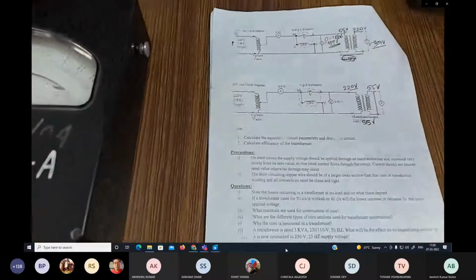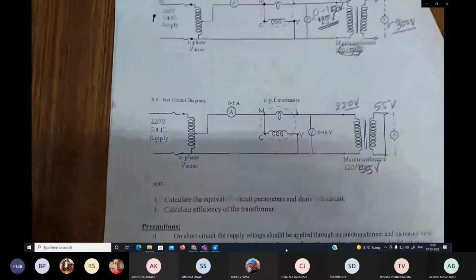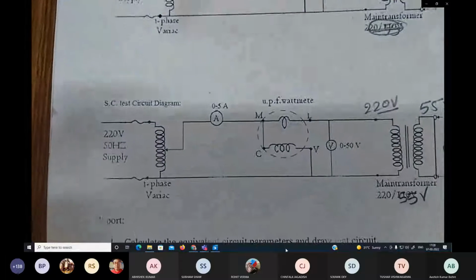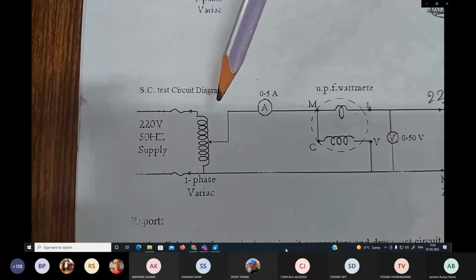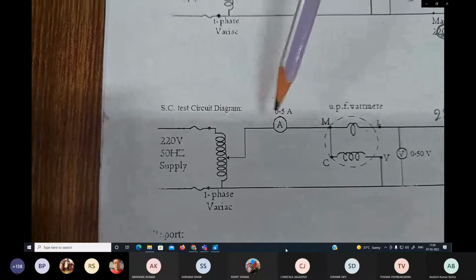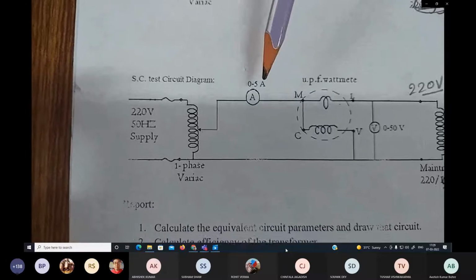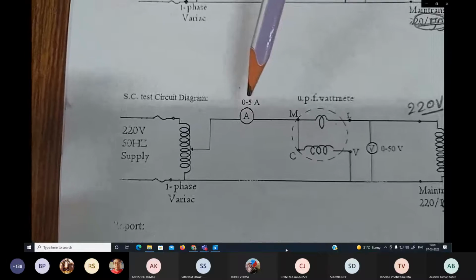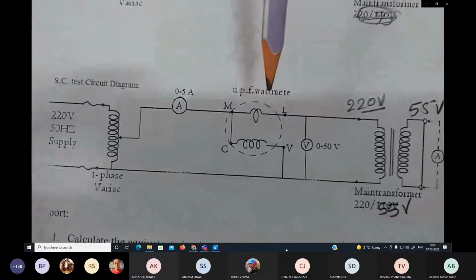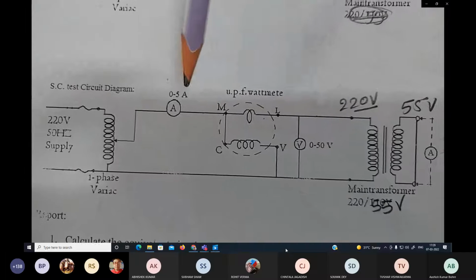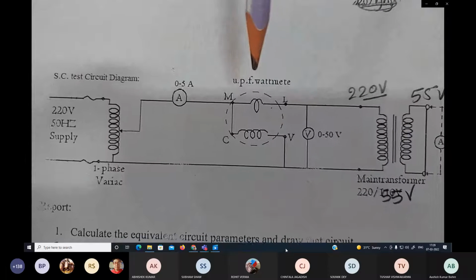Now we will be discussing the components and instruments. First of all, the 220 volt variac will be there. We will get a maximum of 220 volts, or even more depending on the manufacturer specifications. After that, we will use one ammeter to read the input current consumed by the primary winding, that is the 220 volt side winding. And after that, the wattmeter will be connected.